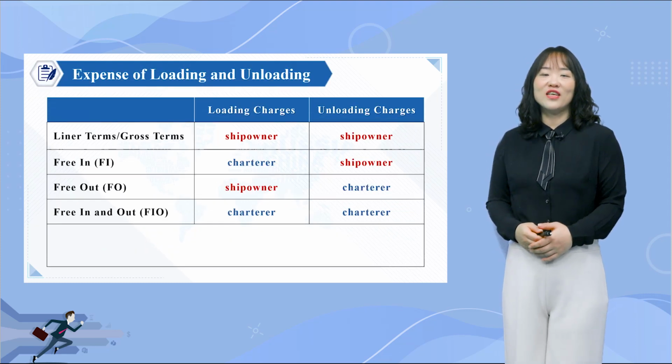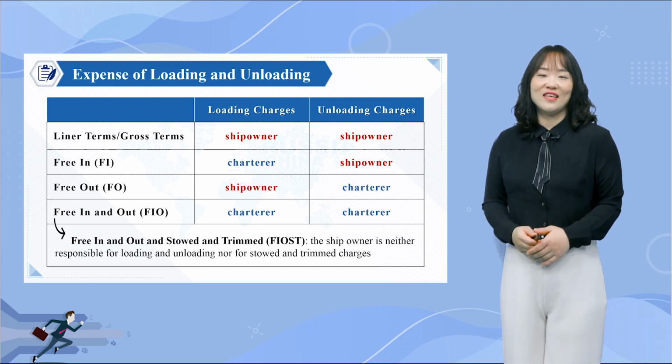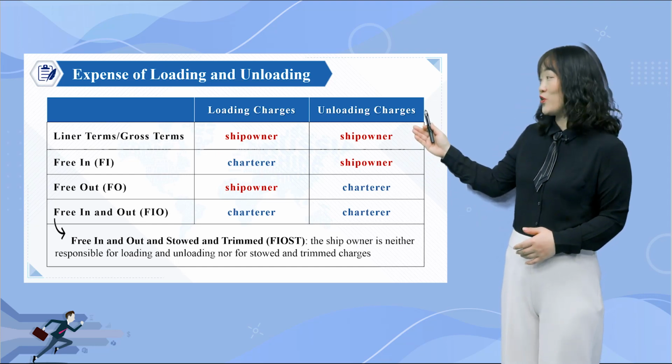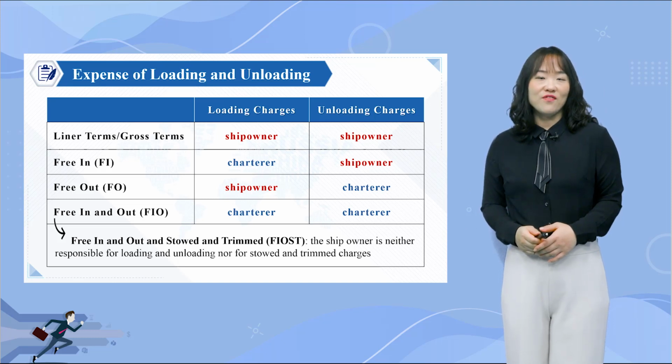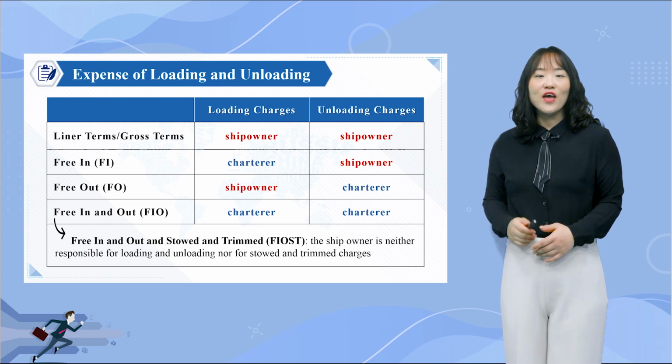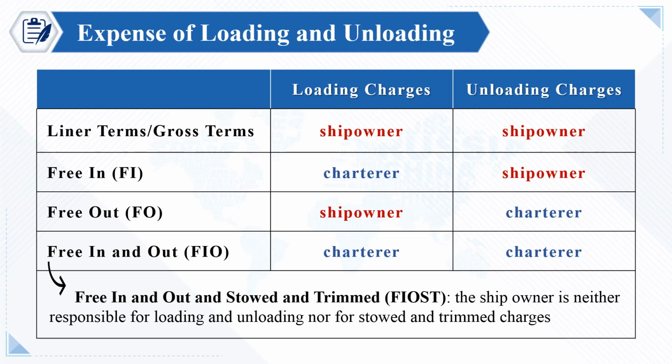In the voyage charter party, the expenses of loading and unloading should be stipulated clearly. There are four freight terms to be used. Liner terms: FI, FO, and FIO. In the international ocean freight terminology, the word free means not included. Under the liner terms or gross terms, the freight includes loading and unloading charges. That is, the ship owner is responsible for loading and unloading operations.